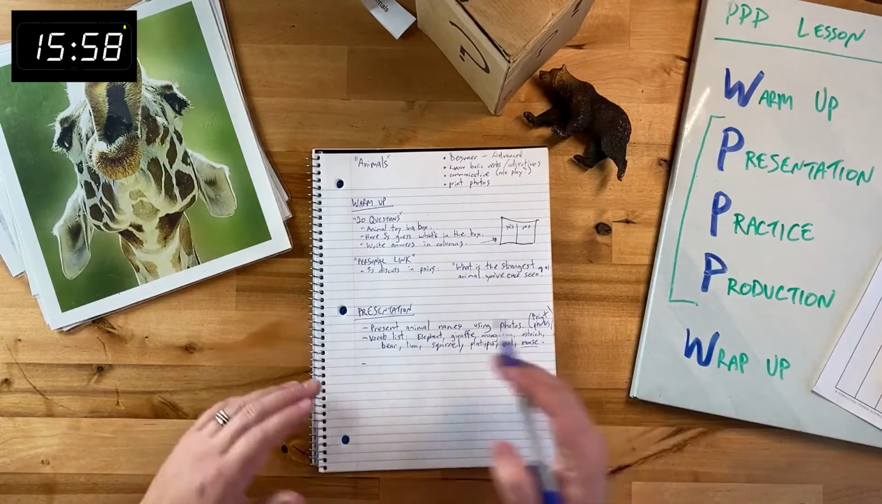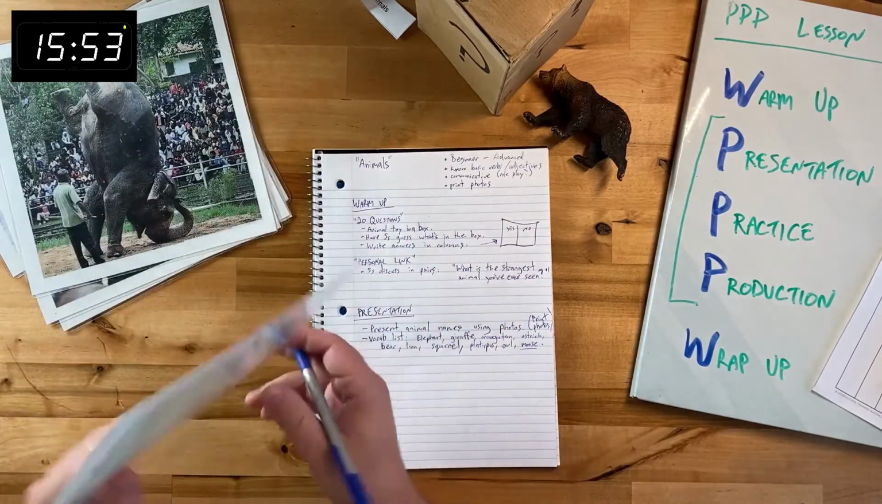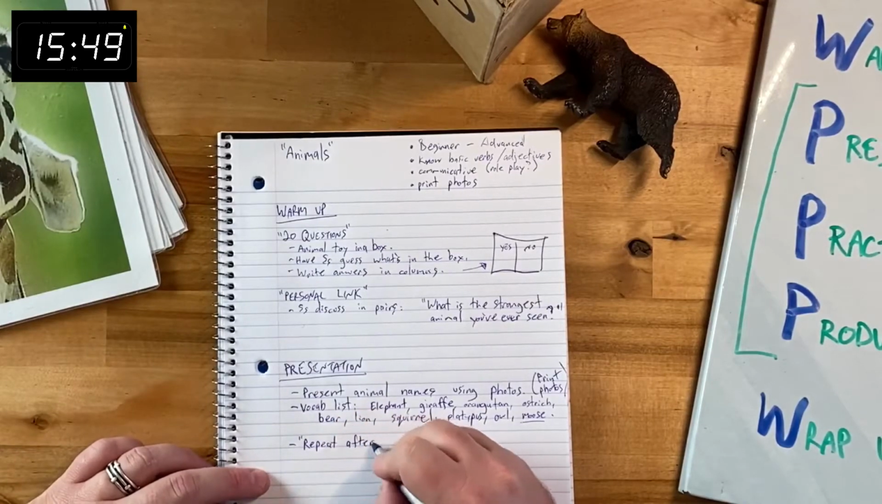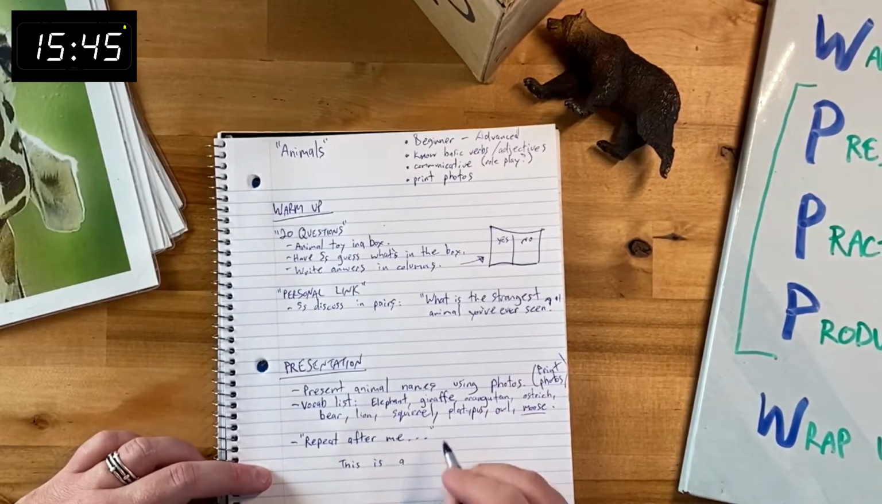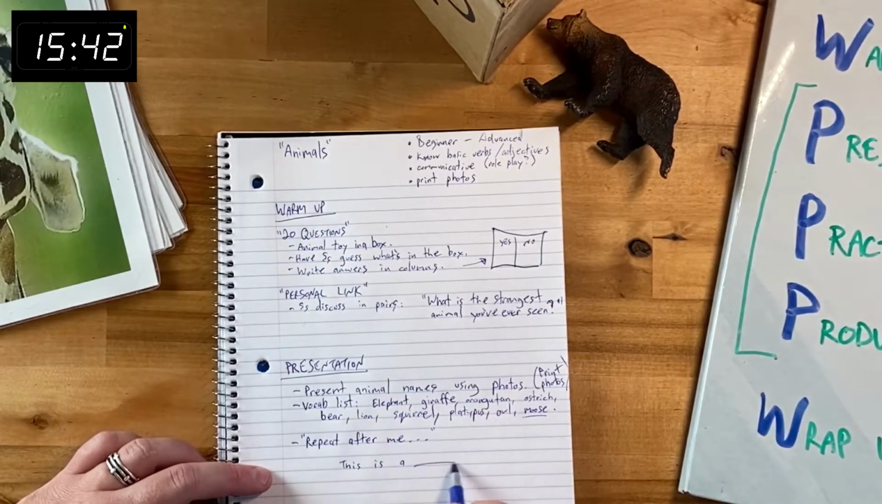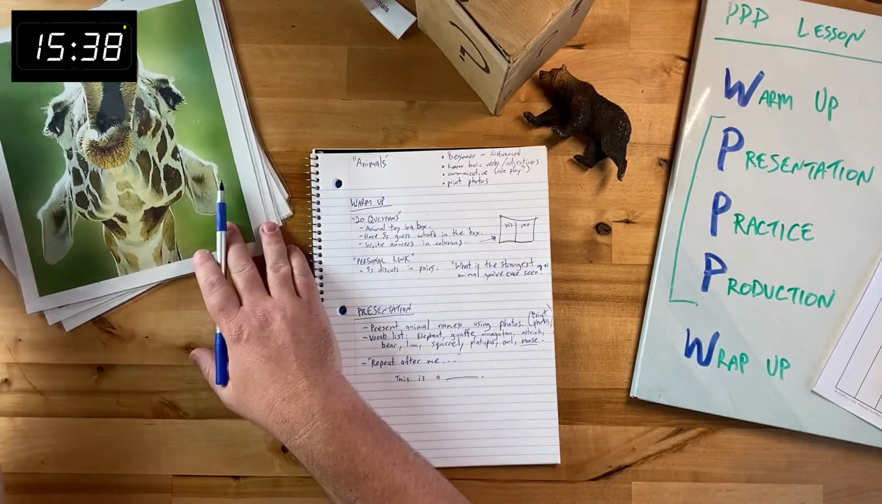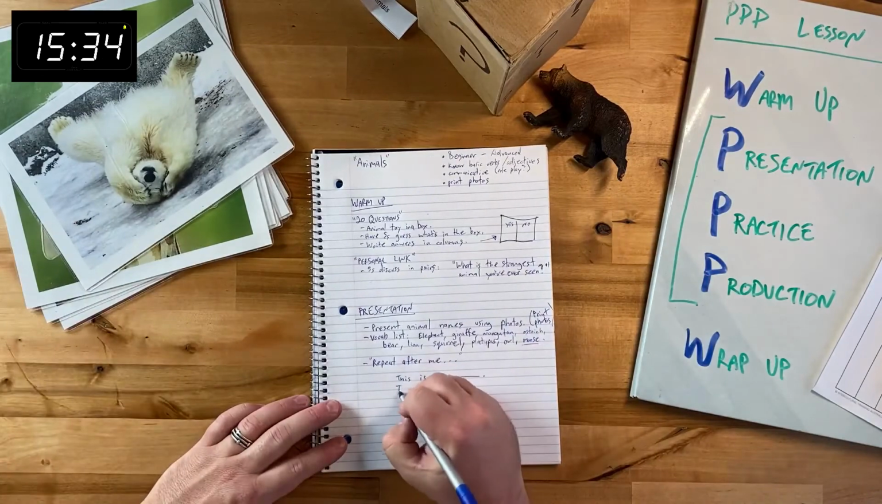And in order to present this vocabulary to my students, I'm simply going to hold up a picture and say, repeat after me. This is a grizzly bear. This is a giraffe. Or if we have two of them, these are bears.